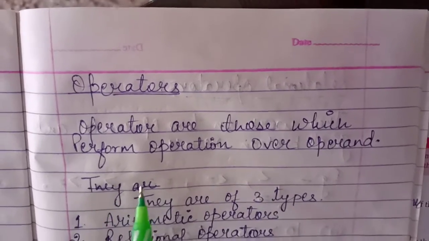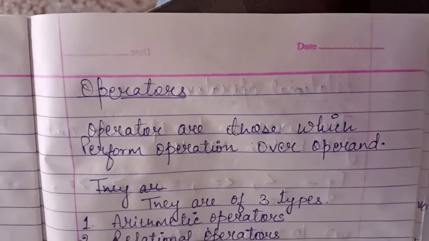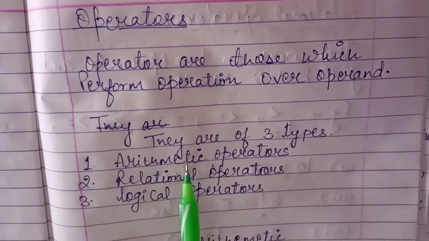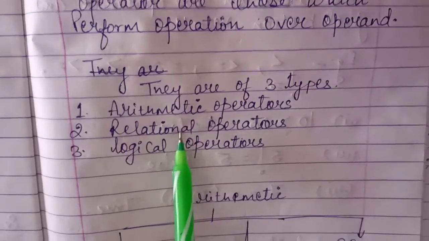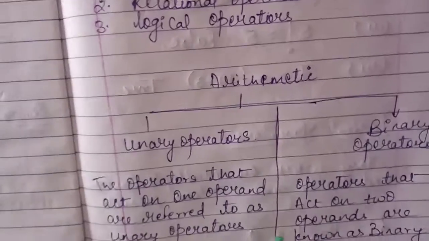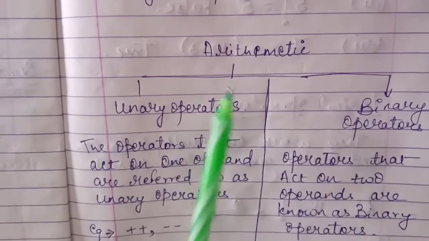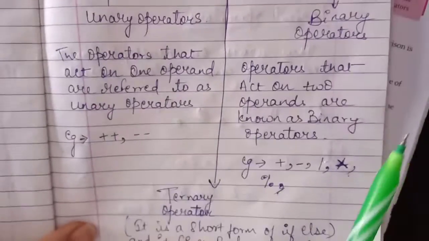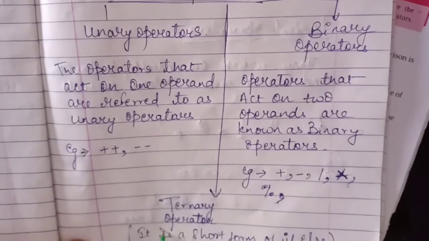Operators are those which perform operations over operands, and they are of three types. First is your arithmetic operator, second is your relational operator, and third is your logical operators. You can see here this table. Arithmetic operator is further divided into three types: unary operator, binary operator, and your ternary operator.